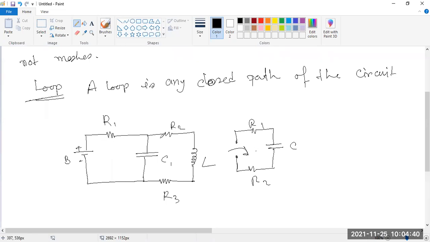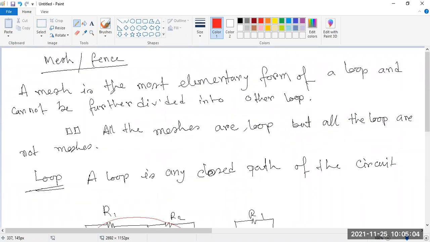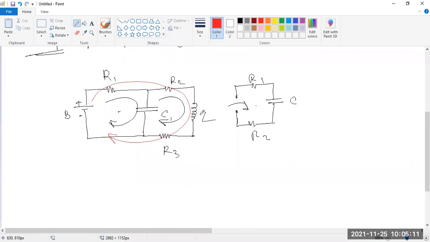So look, any closed path. Here is a closed path. This is one. Here is a closed path. This is also another loop. And you can say totally, it is also a closed path. So you can say this is loop one, this is loop two, and this is loop three. But in case of mesh, a mesh is the most elementary form of a loop and cannot be further divided into loops. So which one is the most elementary?